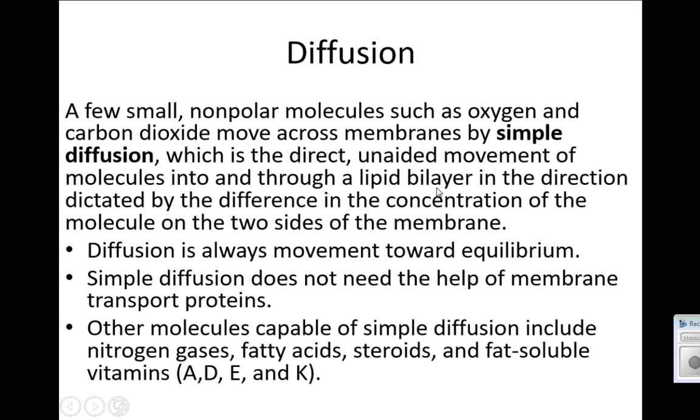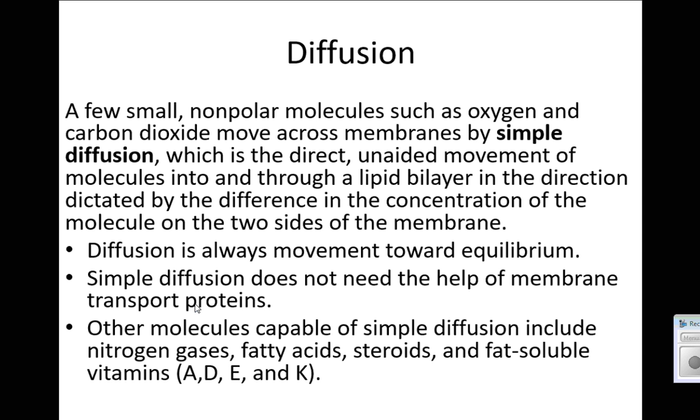We're going directly through the lipid bilayer based on the gradient, whether it's concentration. Well, it is concentration since it's nonpolar. So like from high to low, what I was just talking about. Always towards equilibrium. And simple means that we don't need transport proteins. We don't need a door or doorway. Would even be better than that.